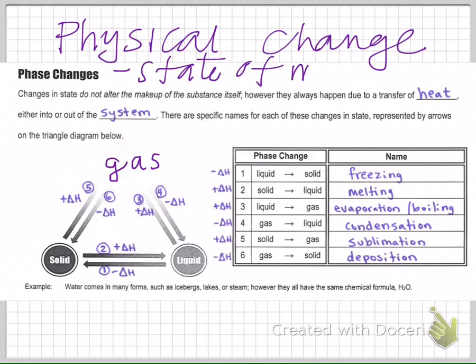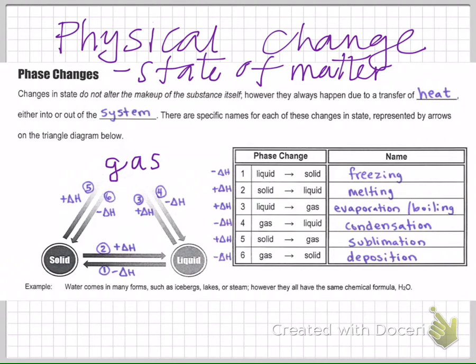Okay, remember the major states of matter we discuss in chemistry are solid, liquid, and gas. So what happens is there's a transfer of heat into or out of the system. We talked about this in our first video, Intro to Thermodynamics. We discussed the system and the surroundings. Okay, so if heat is entering or exiting the system, this causes a phase change. Okay, there are specific names for each change in phase.